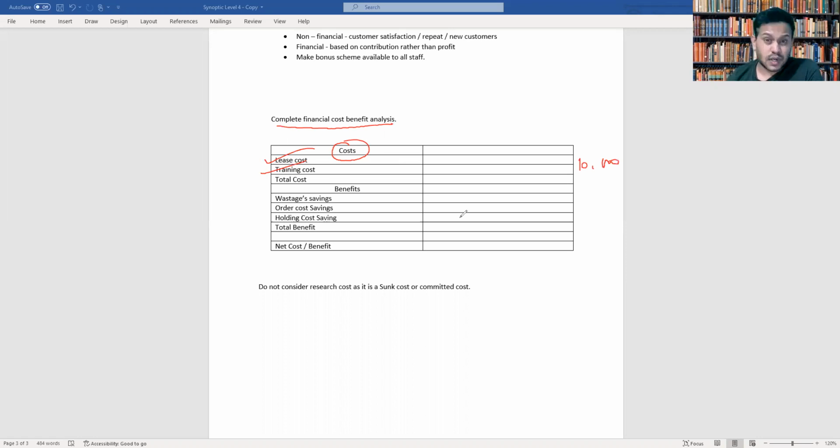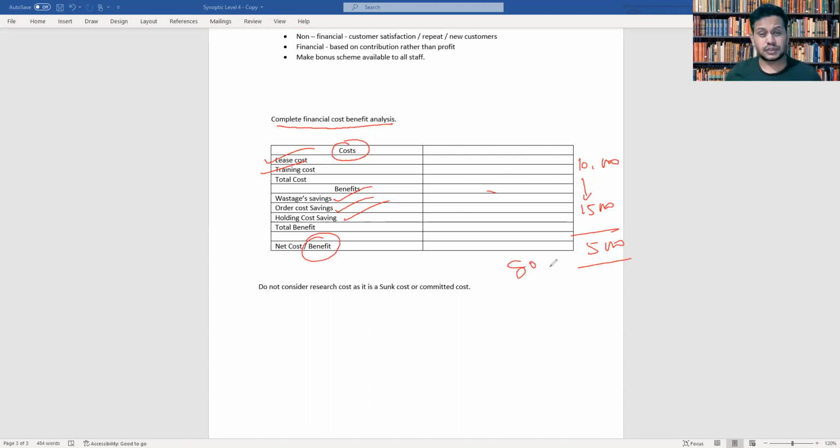And after that, you'll see what the benefit is. Benefit will be mainly how much savings will come to your business because you took the new system. For example, you can say the wages will be saved, the wastage will be saved, order cost will be saved, holding cost will be saved. And let's say all the savings total is 15,000. That means your cost is 10 and your benefit is 15. So it will give you the net benefit 5,000. And you should say you should go for that product.